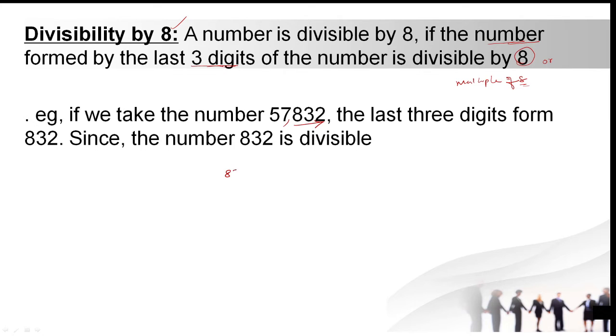57,832. The last three digits are 832. The number formed from those three digits is 832. Check whether this is a multiple of 8 or not, whether it can be divisible by 8 or not. Of course, it is 1 time and 0 4 times, so 104 eights will give 832. Yes, definitely 832 is a multiple of 8. So that's why we can say the entire number 57,832 is also divisible by 8. So this is the simple logic for 8.